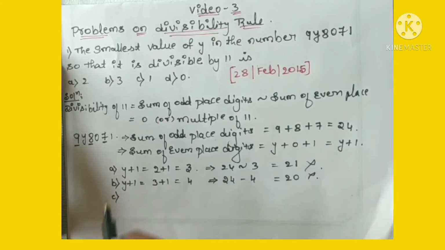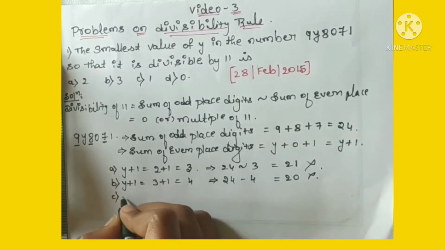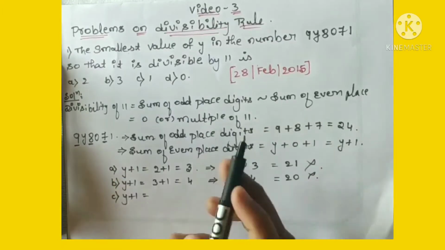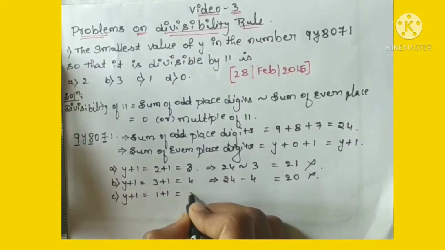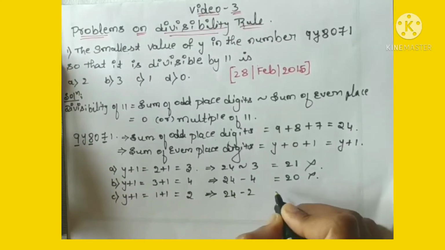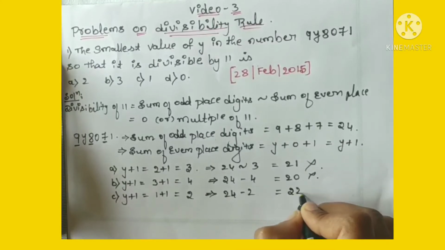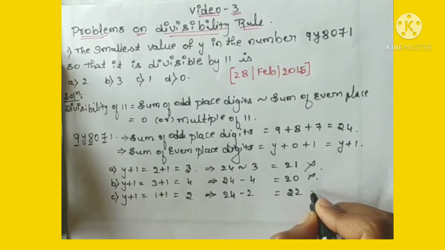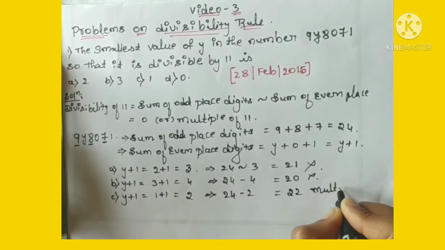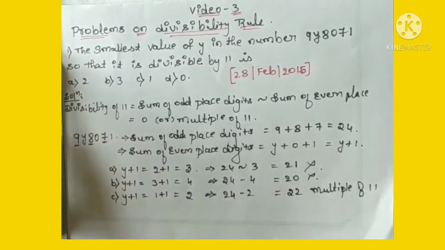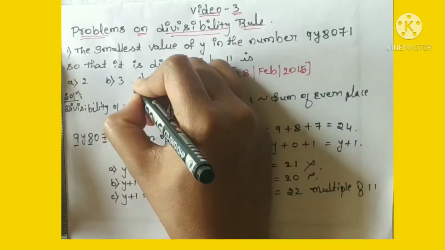Now I will go for option number 3. Y plus 1, where option 3 is 1. So 1 plus 1 is equal to 2. Then 24 minus 2 is equal to 22. This 22 is a multiple of 11, so it satisfies the condition of the divisibility rule of 11. So option C is the correct answer.